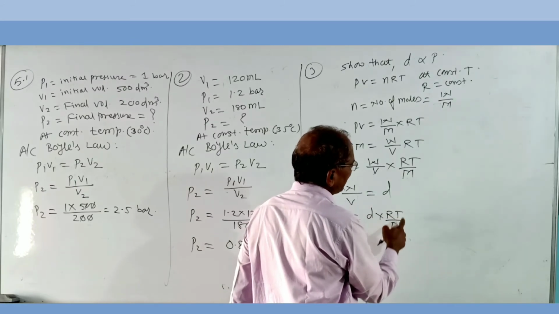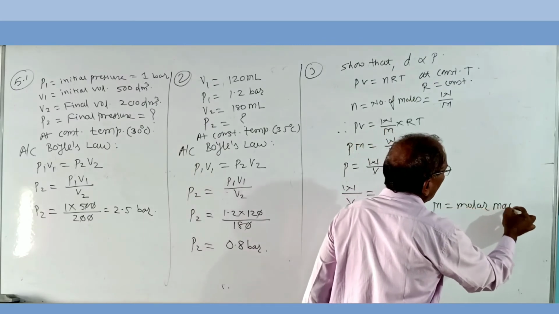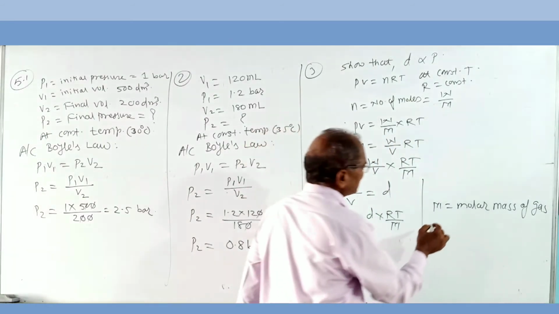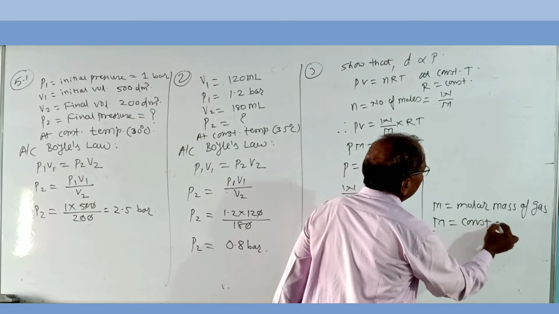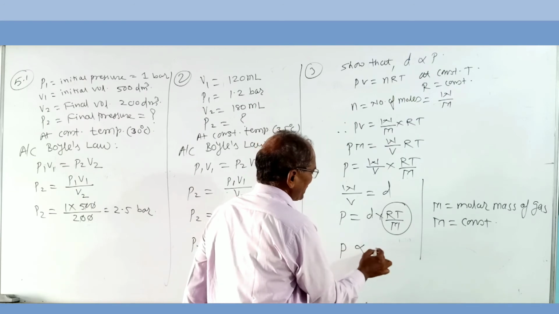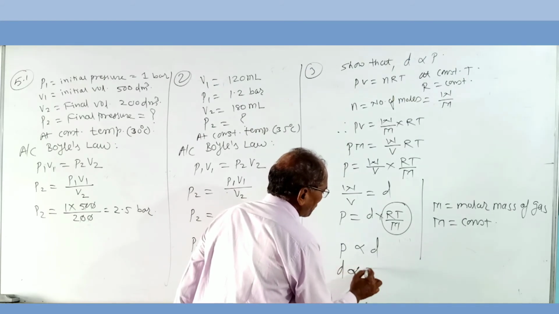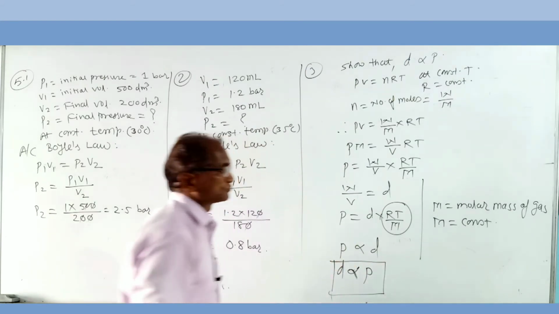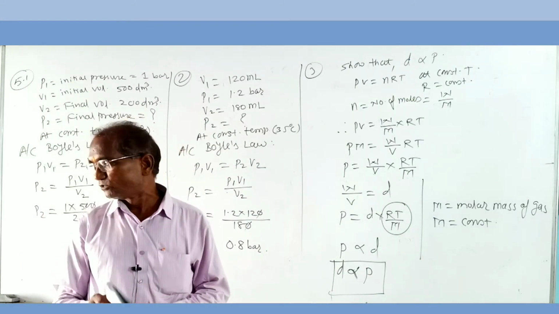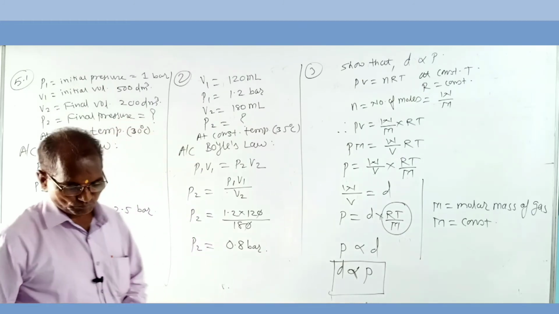Here R is constant, T is constant, and M is molar mass of gas. And for a particular gas, molar mass of gas M is also constant. Means here RT upon M is constant, therefore P is directly proportional to D, or D is directly proportional to P. Hence, proved: density is directly proportional to the pressure of gas.